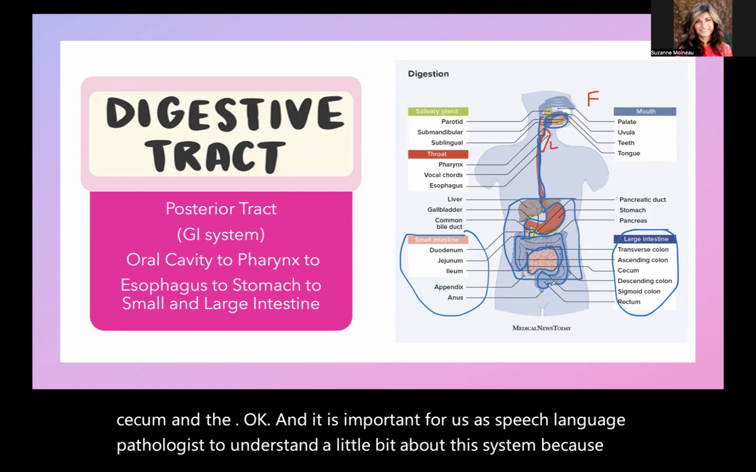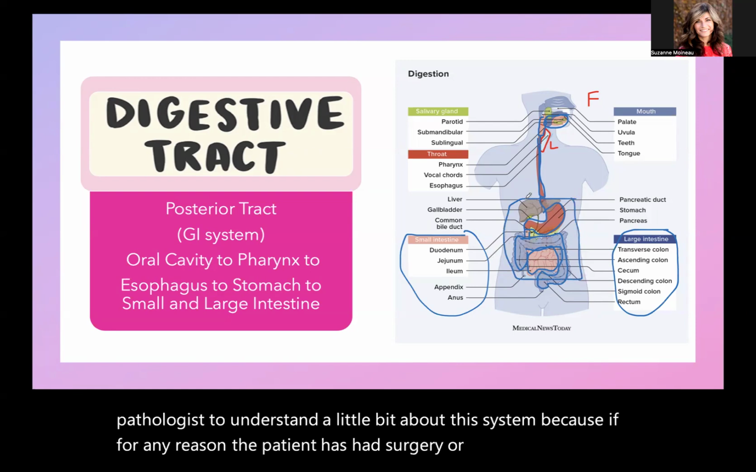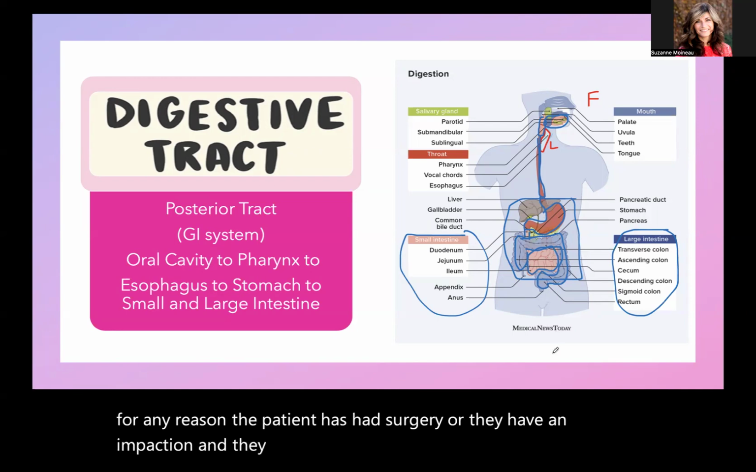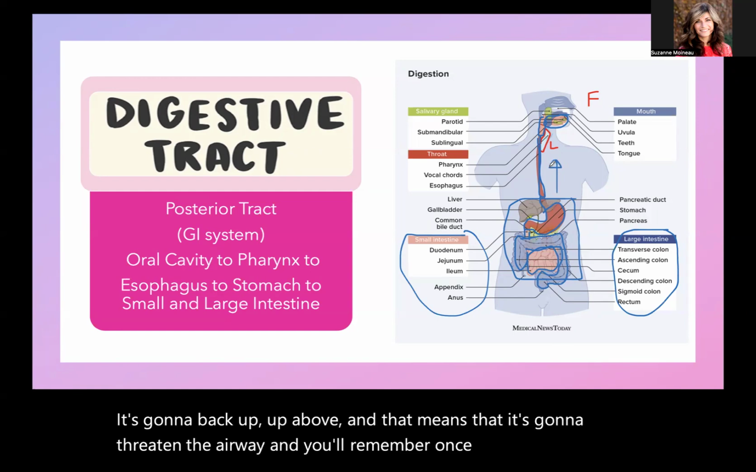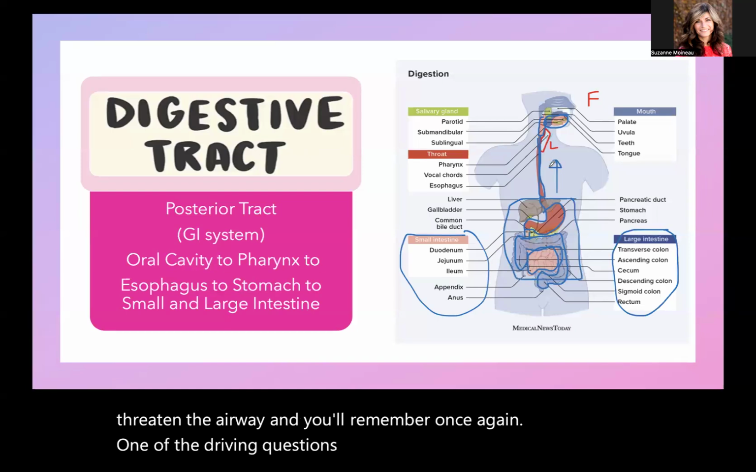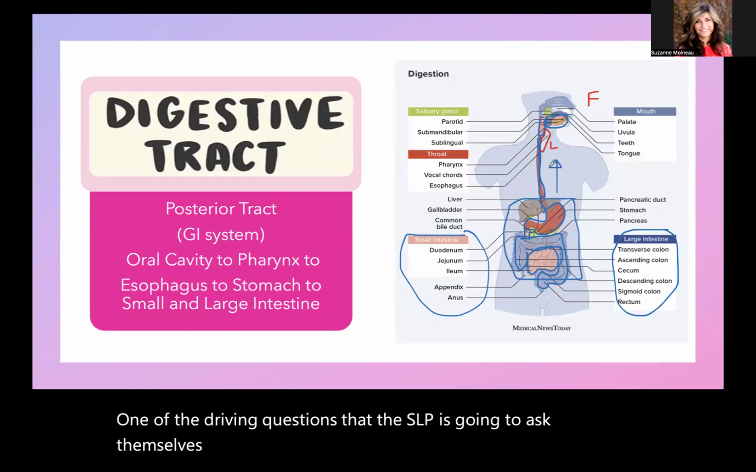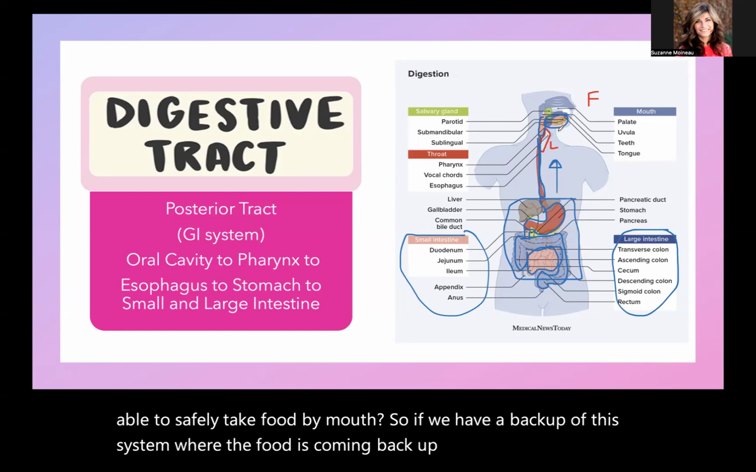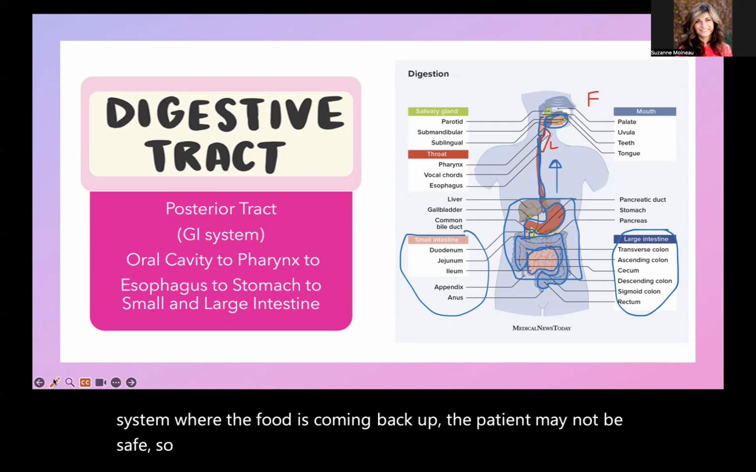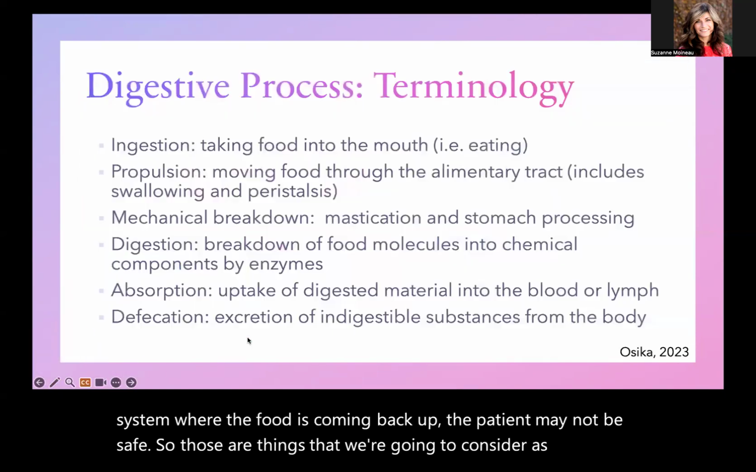Okay. And it is important for us as speech language pathologists to understand a little bit about this system, because if for any reason the patient has had surgery or they have an impaction and they can't move material out of their body below, it's going to back up above. And that means that it's going to threaten the airway. And you'll remember, once again, one of the driving questions that the SLP is going to ask themselves is, can the patient safely swallow? Are they going to be able to safely take food by mouth? So if we have a backup of this system where the food is coming back up, the patient may not be safe. So those are things that we're going to consider as we consider our swallowing.